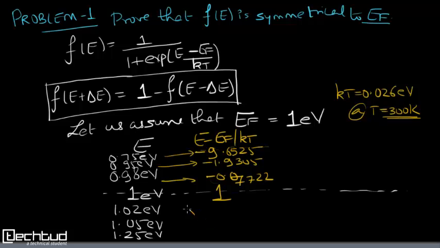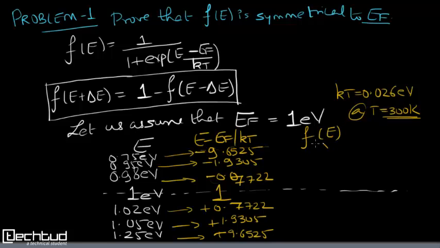For 1.02, this value will come out to be plus 0.7722, for 1.05 it will come out to be plus 1.9305, and for 1.25, this value will come out to be plus 9.6525. Now you substitute these values in f(E). And f(E) is what? 1 by 1 plus exponential of (E minus EF) by kT.